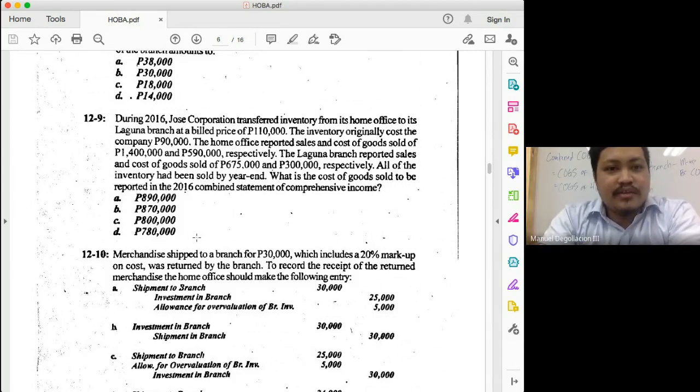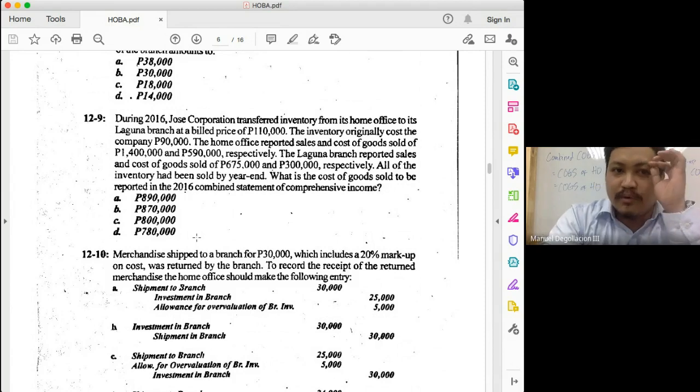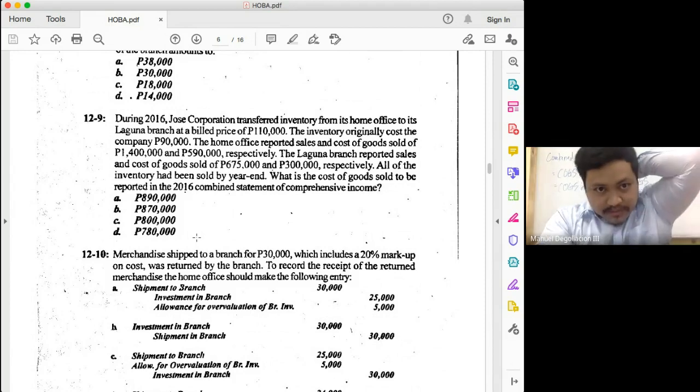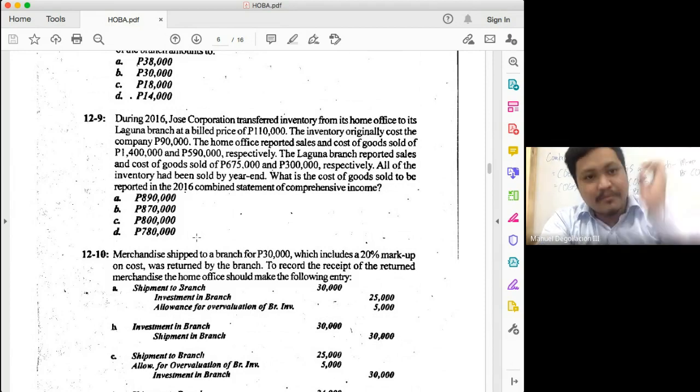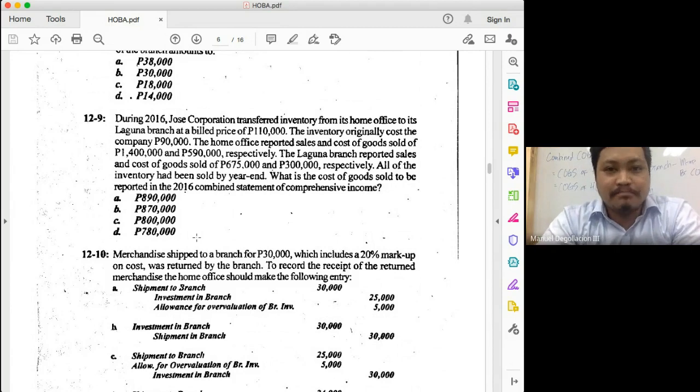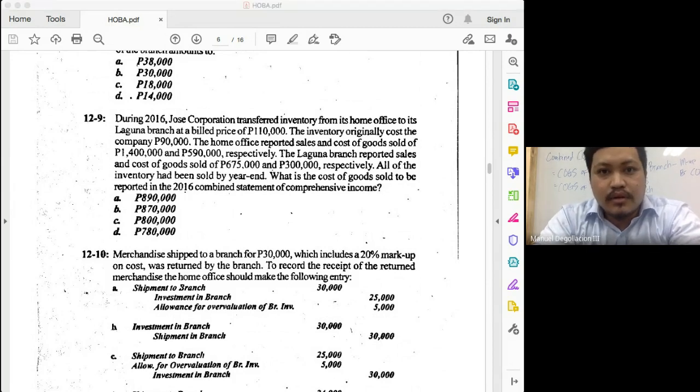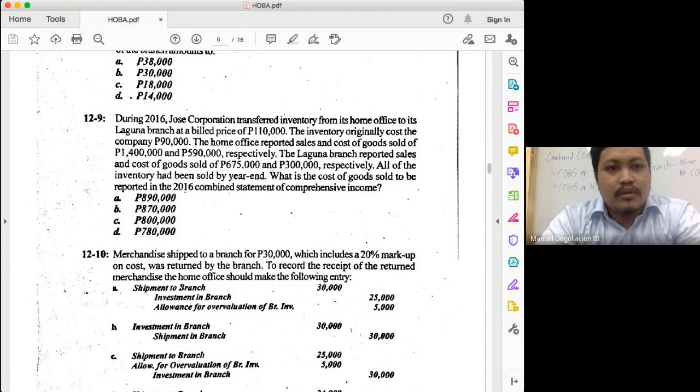During 2016, Jose Corporation transferred inventory from its home office to its Laguna branch at a billing price of 110,000. What does 110,000 represent? This would represent shipments from the home office during the year. The inventory originally cost the company $90,000. So the markup there is $20,000.